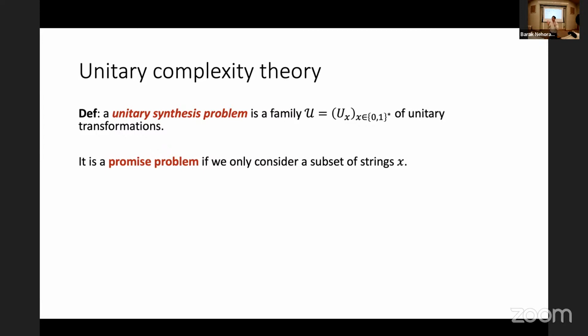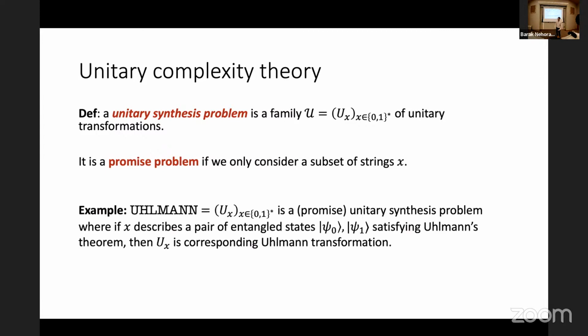You can also think about promise problems where you only want to define it on a subset of strings, but let's not worry so much about that. So we can define this Uhlmann transformation problem as a set of unitary matrices. Here we'll have a promise where if this bit string X represents a classical description of states psi 0, psi 1, where the marginal state on the first half looks the same, so it satisfies Uhlmann's theorem, then this U sub x should be the corresponding Uhlmann transformation. This is kind of like the unitary analog of a language.